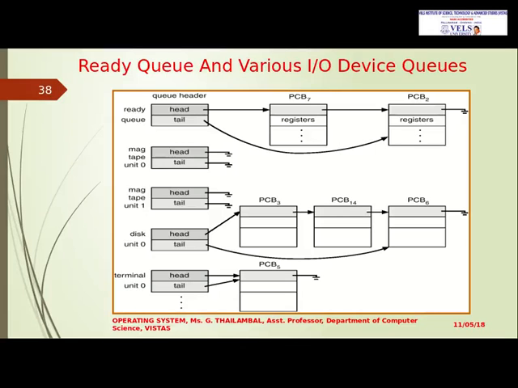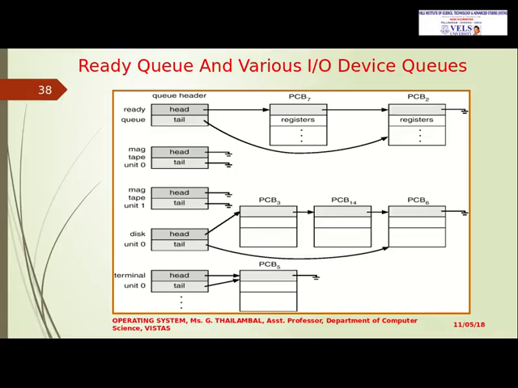And how the ready queue executes and how the various IO device queues execute is given in this diagram. You are seeing so many queue headers. What is the head of the ready queue? These 4-5 processes are in the ready queue, and each process is having some magnetic tape, disk or terminal, and each will have some processes like PCB7, that is process 7, and PCB2. The first ready queue is having PCB7 and PCB2. Everything is interconnected. Once PCB7 is executed, it will automatically move to the next process, PCB2.